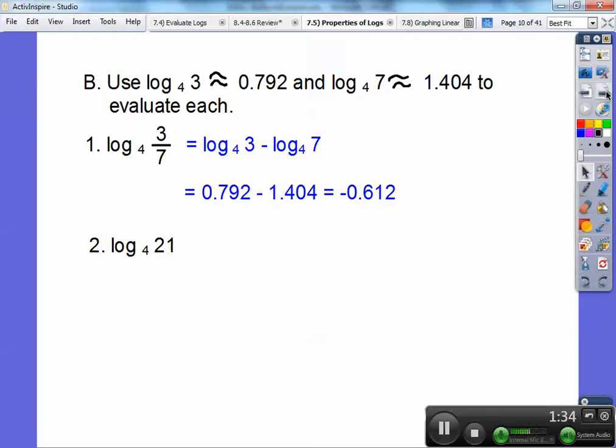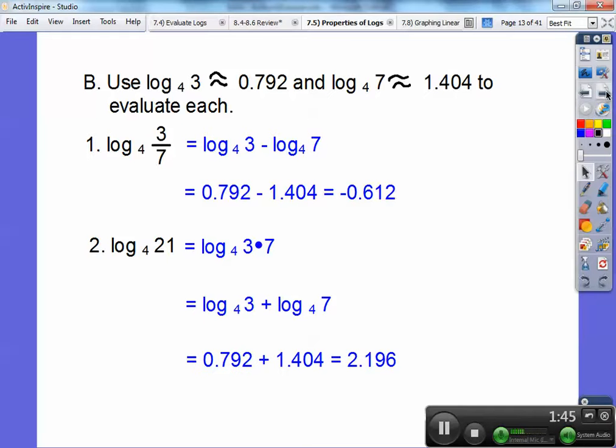Okay, let's do this one. Log base 4 of 21. Well, 21 is equal to 3 times 7, so now I can separate those as log base 4 of 3 plus log base 4 of 7, and then it's the addition of those decimals, so you get 2.196.